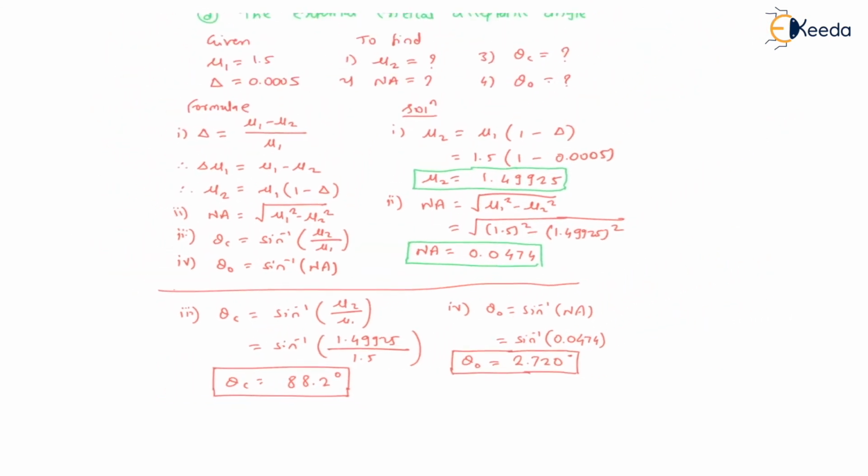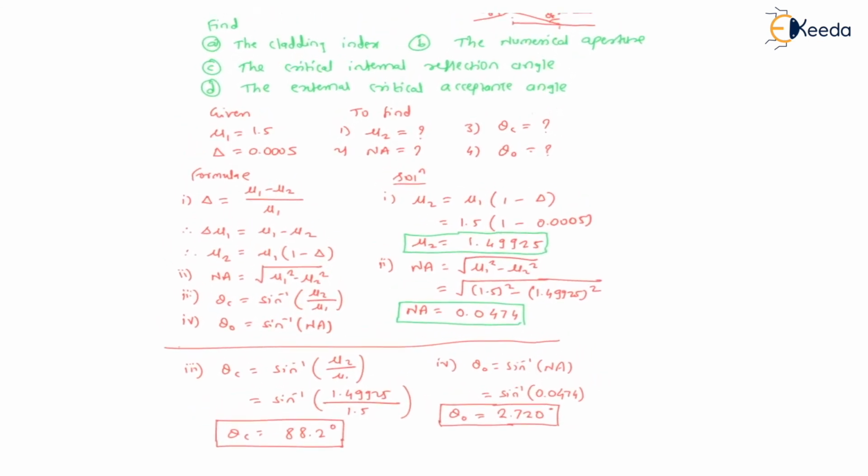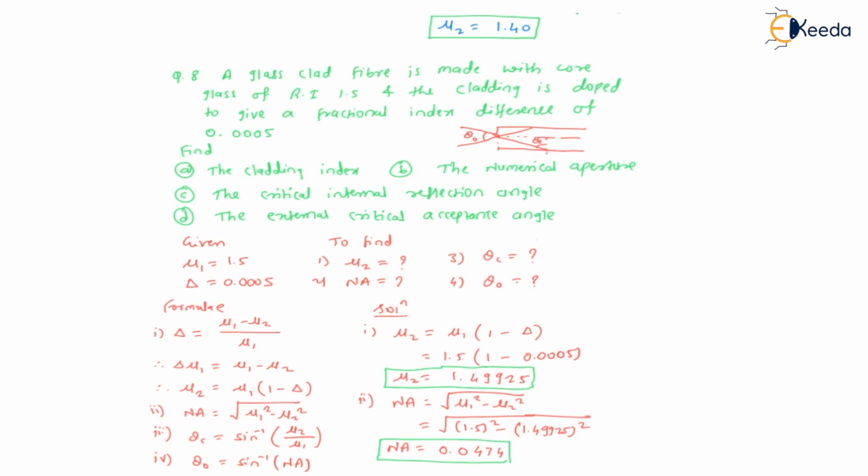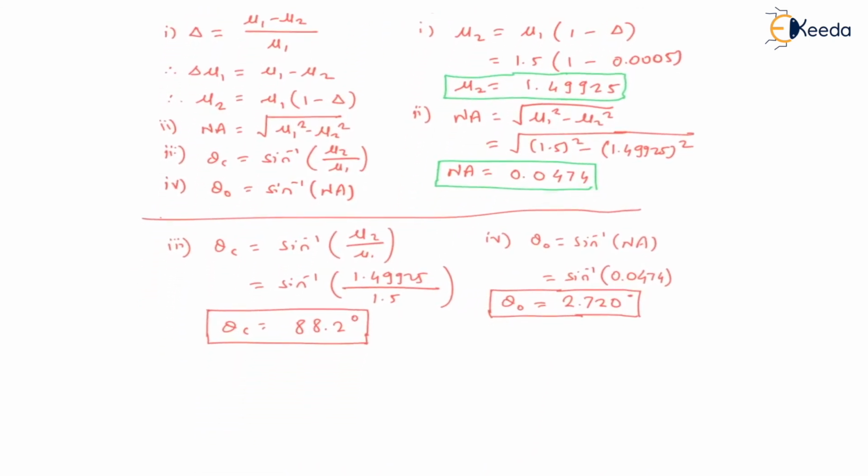So the question was quite simple. The main thing in the question, just remember these words. The first one is fractional index difference, that is nothing but delta, the relative refractive index. Then we have to find the cladding index, meaning mu2. Numerical aperture is quite simple, but for C and D: critical internal reflection angle means definitely go for theta c, the critical angle. And when they ask for the external acceptance angle or external critical acceptance angle, that means we have to find theta naught, that is simply the acceptance angle. So we have found the values for mu2, numerical aperture, theta c, the critical angle, and finally the acceptance angle.